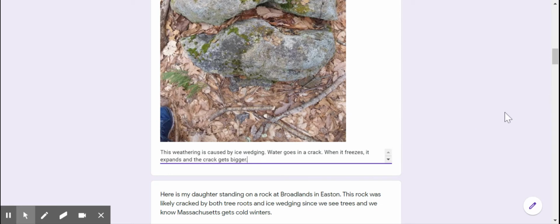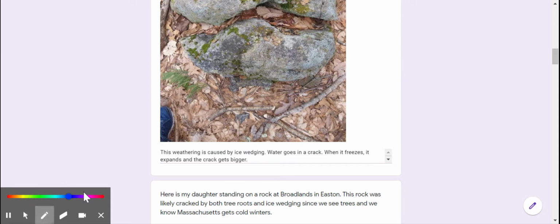Excellent job. If you need to fix anything up, go back to your purple tab with the form and fix up your answer. It's important that you have the word weathering in there. It's important that you have something like ice wedging or frost wedging, and it's important that you have something about it expanding or getting bigger when it freezes. I would say those four words are the most important.